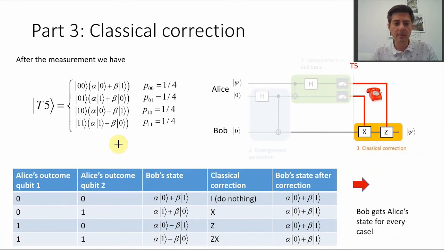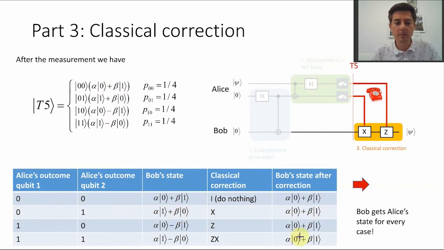So here's all the 4 cases, just in a neat table. Here's the 0, 0 case. This is the case where Bob doesn't have to do anything. So Bob's state is already alpha 0, beta 1. After doing nothing, it's still that state, of course. For the outcome 0, 1, we know that the state is this state where the 0 and 1 need to be flipped. So Bob needs to do an X gate. An X gate is the thing that will flip the 0 and 1. So after that, he'll get the proper state.